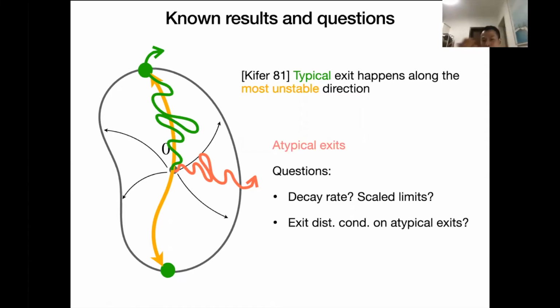So we want to know what the decay rate is for those atypical events. Does any scaled limit exist? Then we want to know what the asymptotics are for the exit distribution conditioned on those atypical exits.